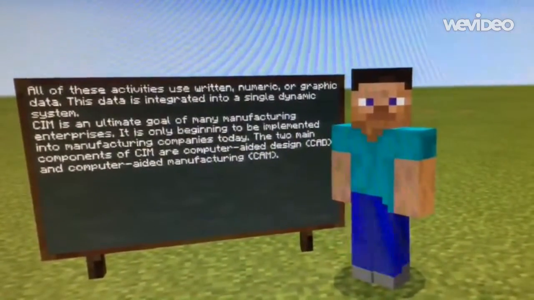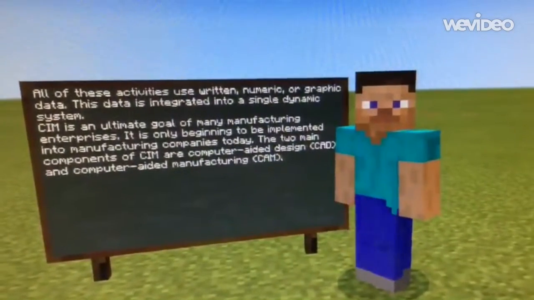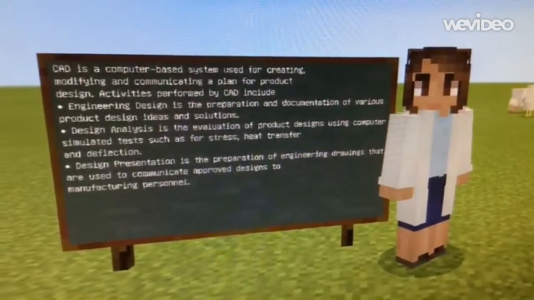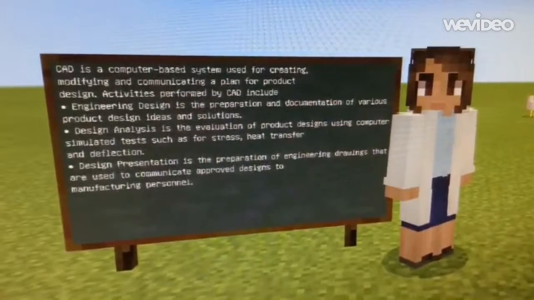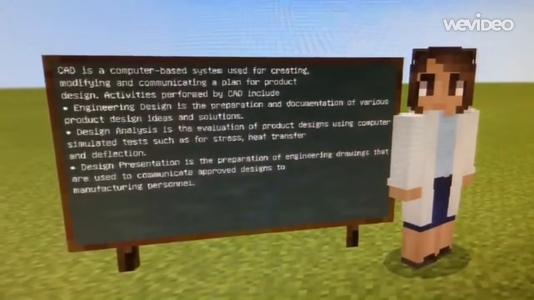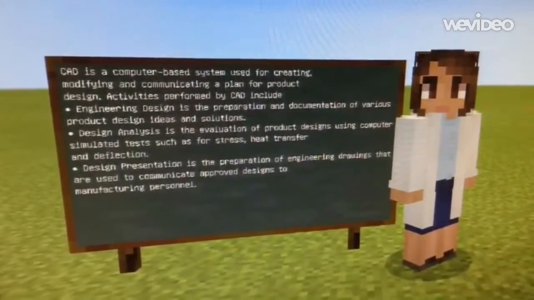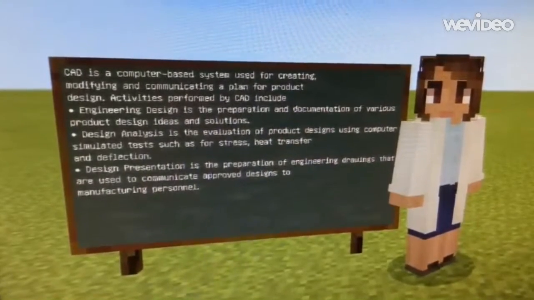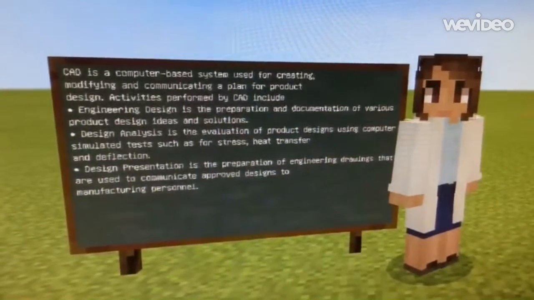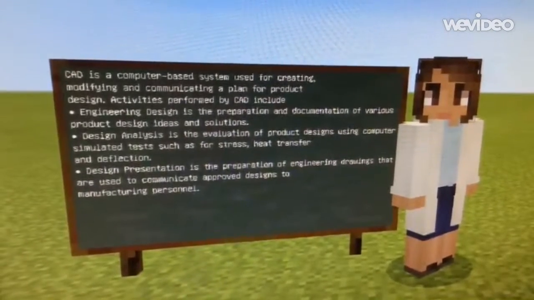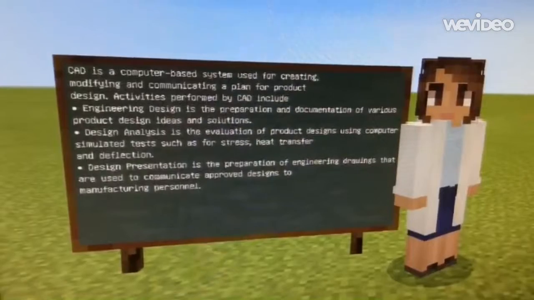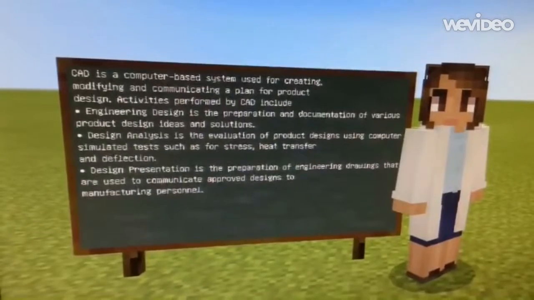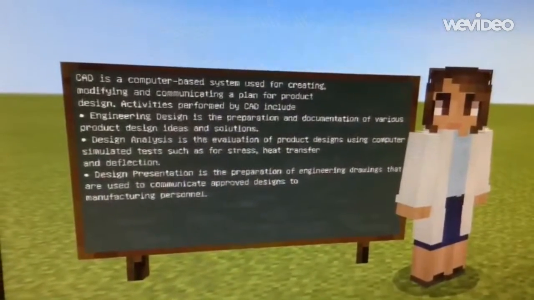The two main components of CIM are computer-aided design and computer-aided manufacturing. CAD is a computer-based system used for creating, modifying, and communicating a plan for a product design. Activities performed by CAD include: engineering design, which is the preparation and documentation of various product design ideas and solutions. Design analysis is the evaluation of product designs using computer-simulated tests, such as for stress, heat transfer, and deflection. Design presentation is the preparation of engineering drawings that are used to communicate approved designs to manufacturing personnel.